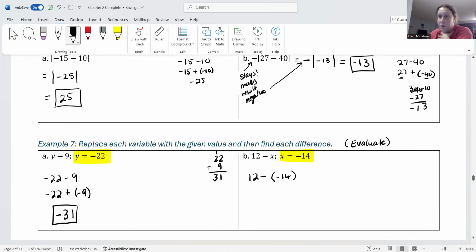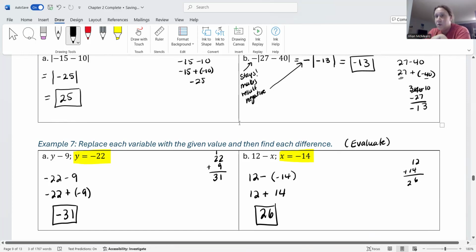Following the rules for subtraction, we keep the 12. And then instead of subtracting negative 14, we want to add the opposite of negative 14. So that means I want to add positive 14. And then 12 plus 14, you can probably do that in your head. If not, you can go over to the side. 4 and 2 is 6, 1 and 1 is 2. So we get that the final answer here is 26. And since both of these numbers ended up being positive, the final sum is going to be positive 26. So if we evaluate 12 minus x for negative 14, we get positive 26.